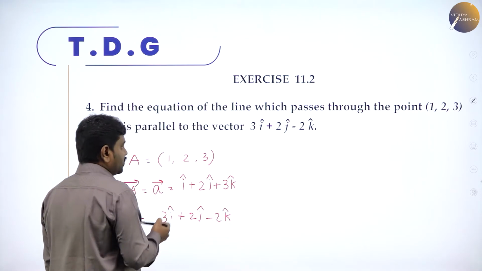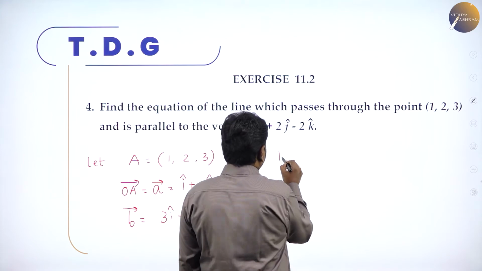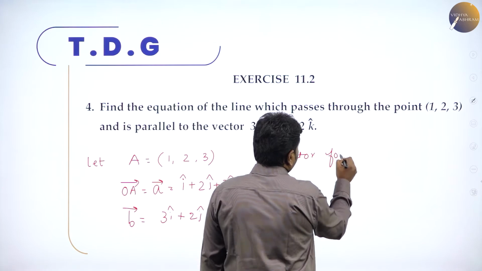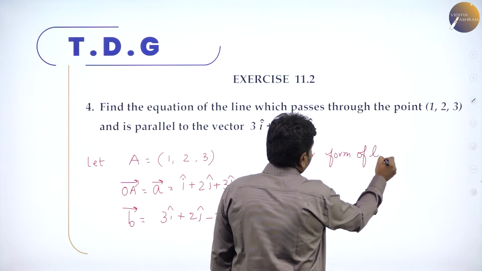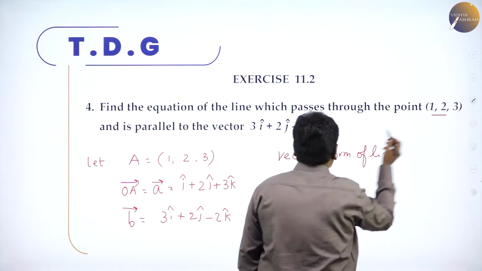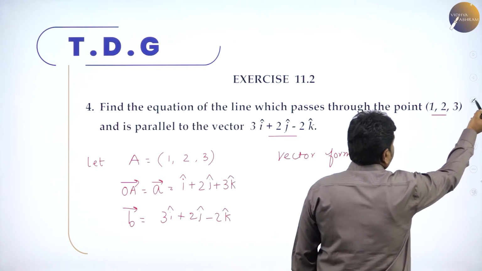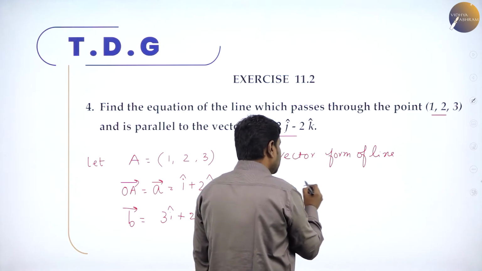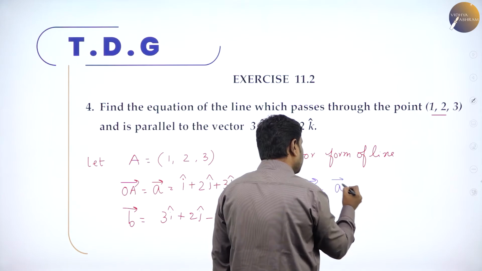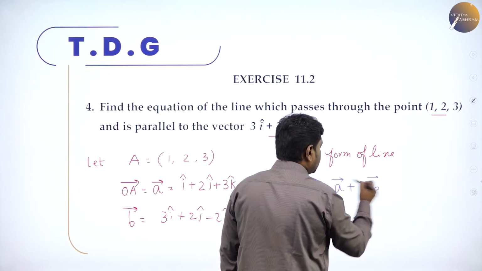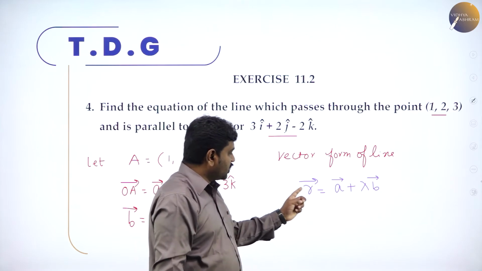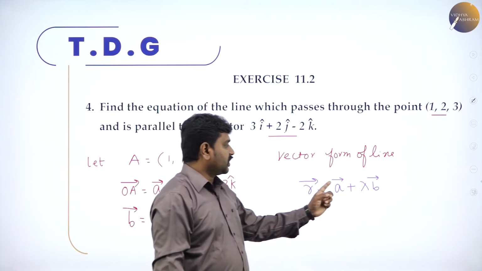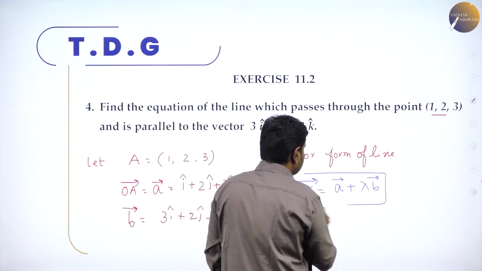So now the required equation of line, the vector form of line. They want the vector form. See, the line is passing through a point and parallel to a given vector, you have learnt. What is the line passing through a point and parallel to a given vector? Vector R is equal to vector A plus lambda vector B. This is the required line. Vector A is the position vector of the point and vector B is the parallel vector. If you know this, then you can solve the problem.